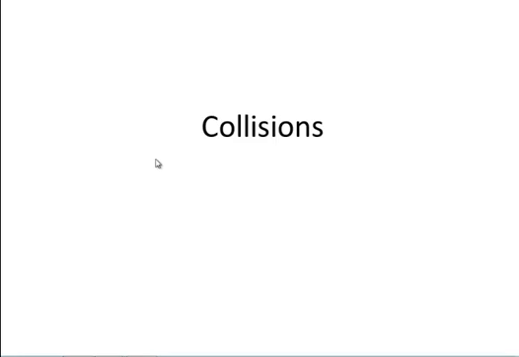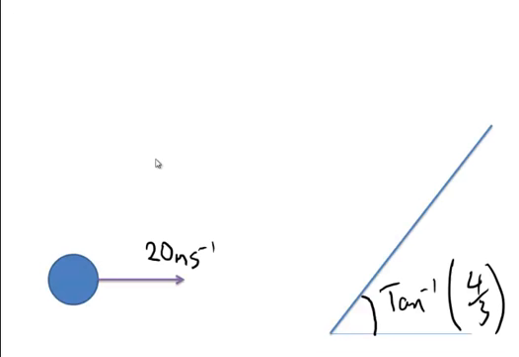So this is a collisions question we're just going to do, and the problem is we've got a snooker ball here that hits a cushion at an angle, like so. We're told that the initial velocity of the cue ball is 20 meters per second, and it's along the horizontal, and the angle of the cushion here is tan inverse of 4/3.